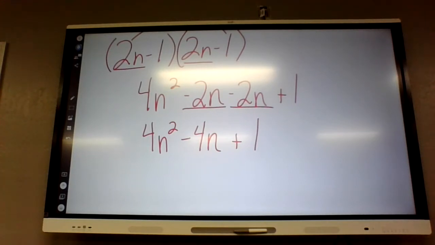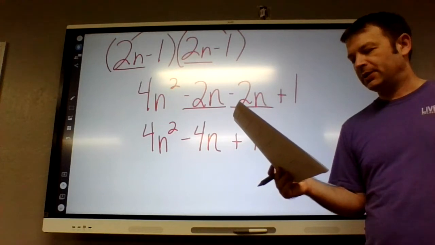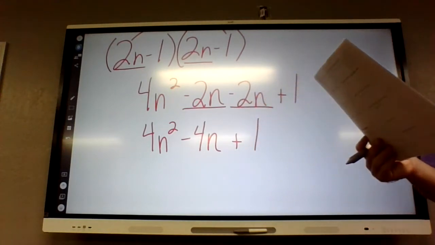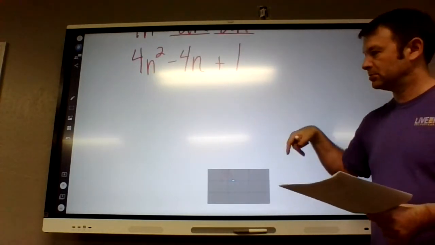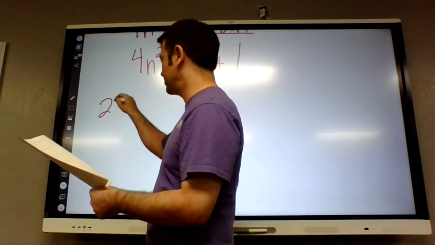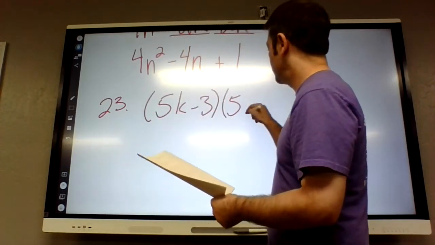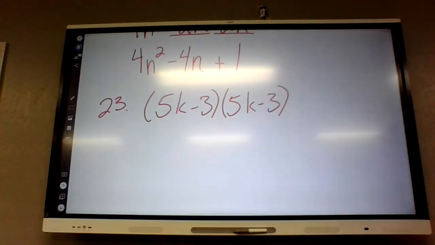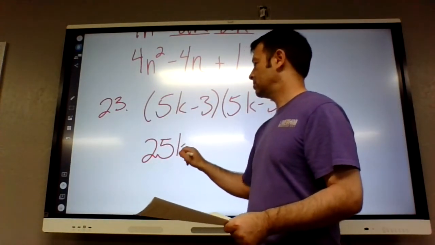Looks like 23 and 25 are the same thing. What about 24? Well, it's just a normal FOIL problem. It's a little bit different than the rest of them because one has a plus, one has a minus. So something weird is going to happen on 24. But it's just normal FOIL. Okay, 23 is 5k minus 3, 5k minus 3. Dylan, what do you think the first will be on this one? 25k to the second power. Yep.